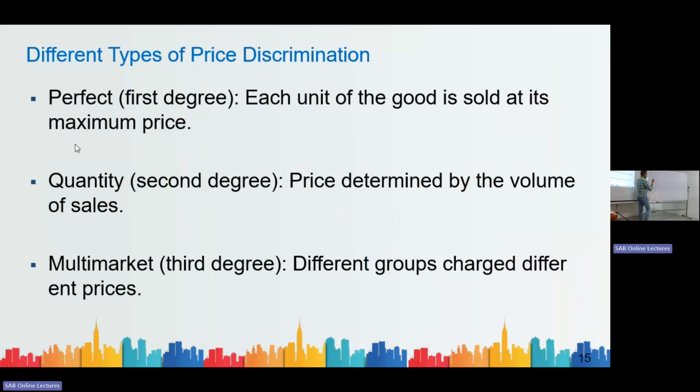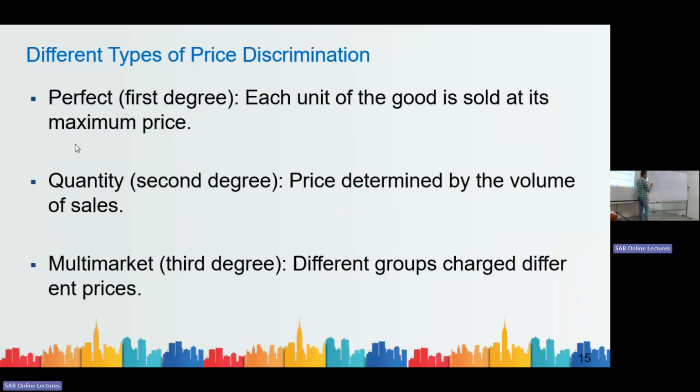Total revenue will be this whole area. They could increase the total revenue by this much. The firm can increase the total revenue by this much by charging the maximum possible price from each individual customer rather than charging a uniform price. If the firm charges a uniform price, this will be the total revenue.